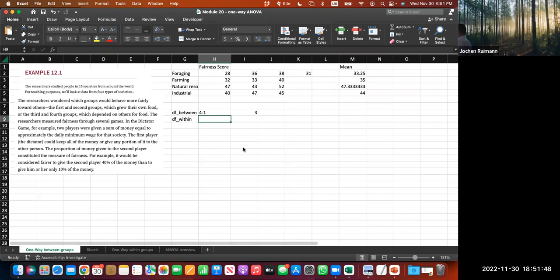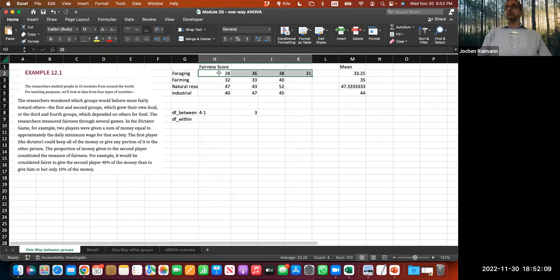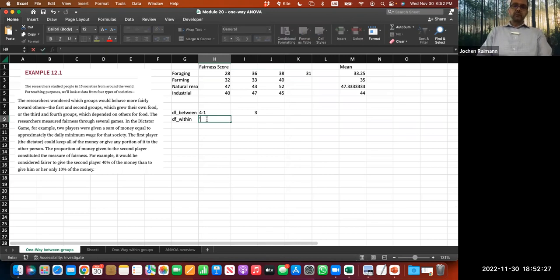For the degrees of freedom within, we have 4 participants in foraging, 3 in farming, 3 in natural resources, and 3 in industrial. That's 4, 7, 10, and 13 for all 4. These are the individual participants: 13 minus the number of groups. This is important because each individual group has its own degree of freedom. The degree of freedom of foraging would be 4 minus 1, that's 3. Farming is 3 minus 1, which is 2. So we have 3, 2, 2, and 2. That's 3, 5, 7, and 9. So degrees of freedom can alternatively be formulated as 13 minus 4 groups.